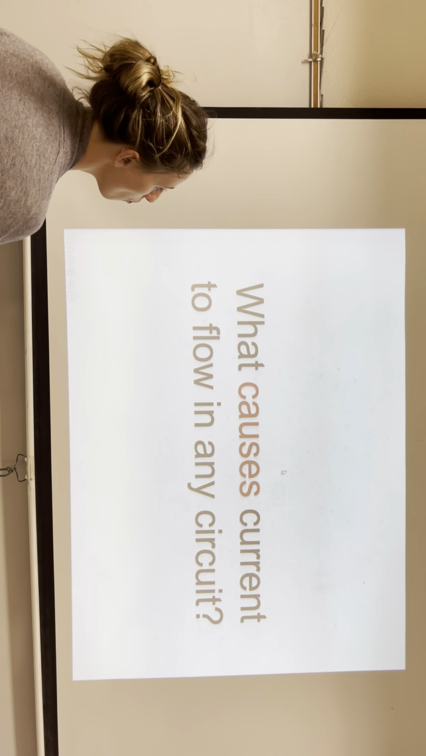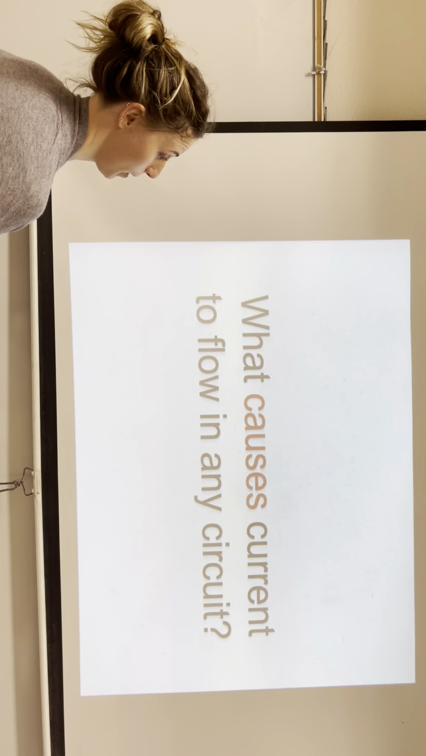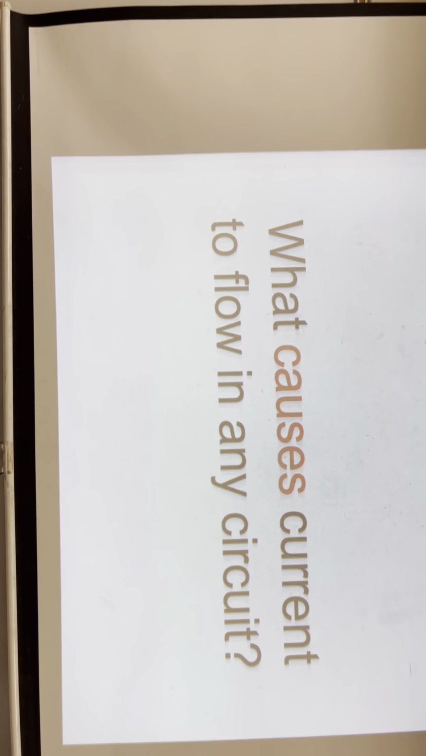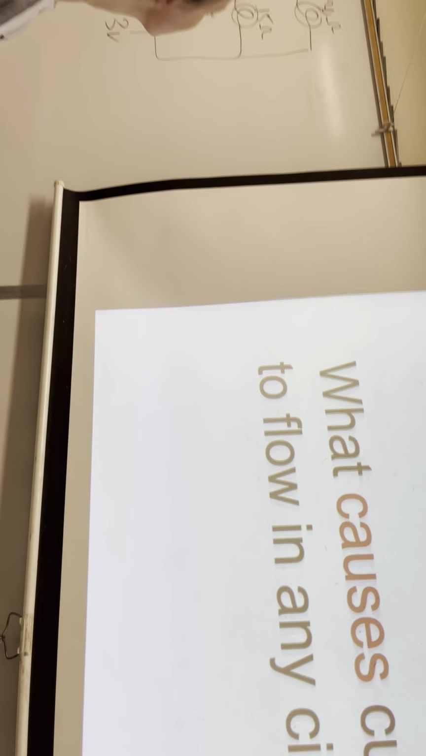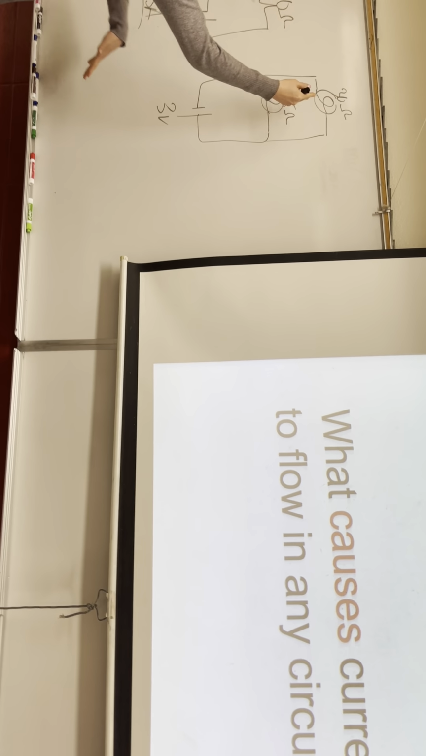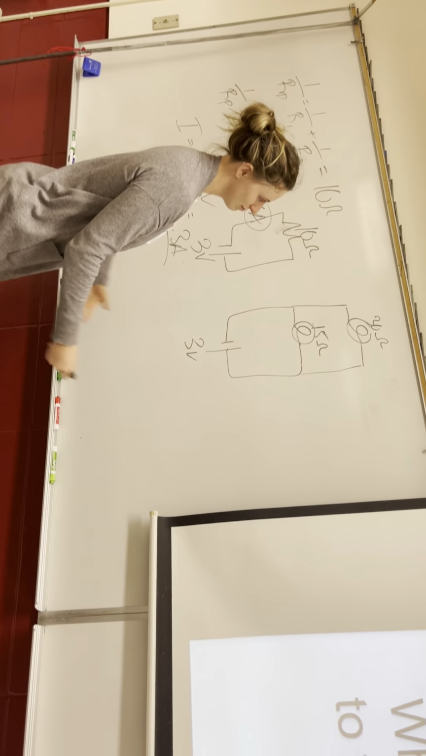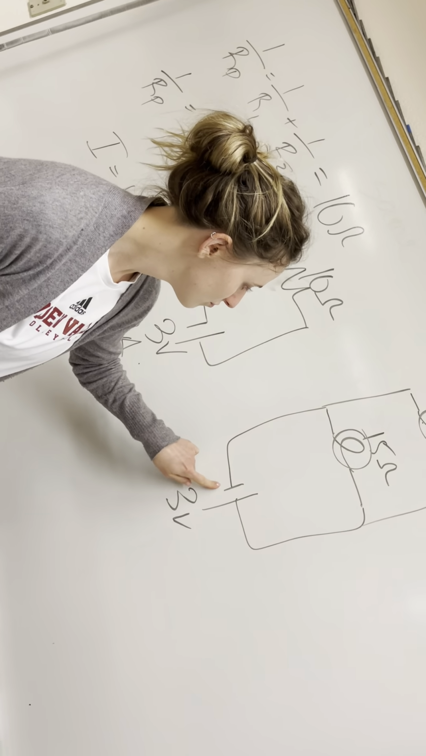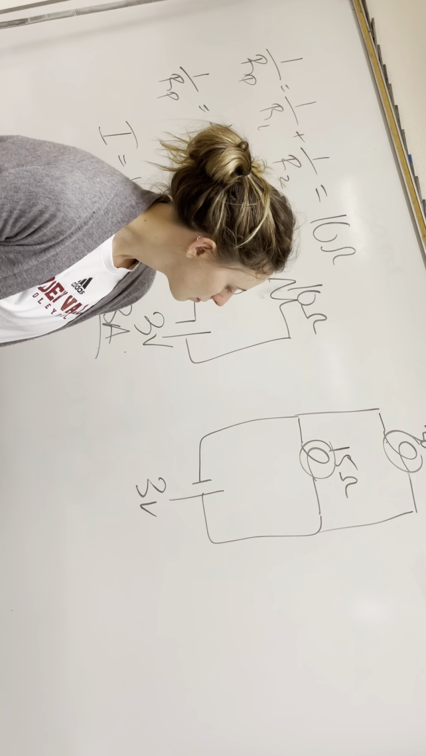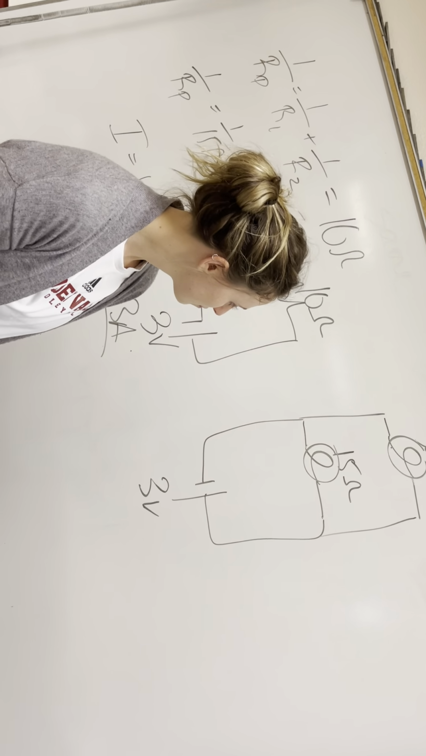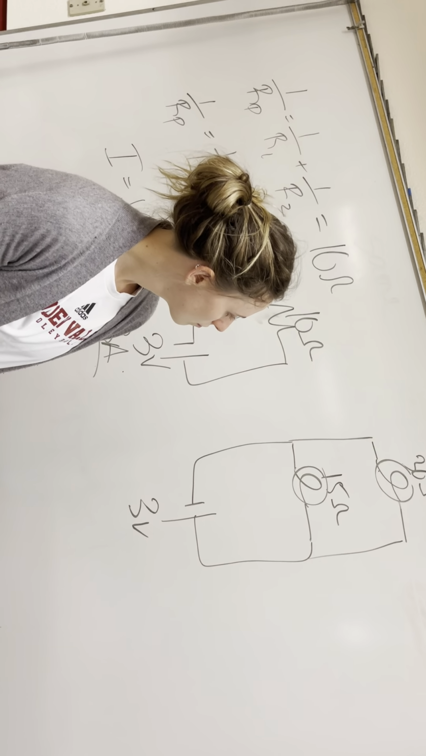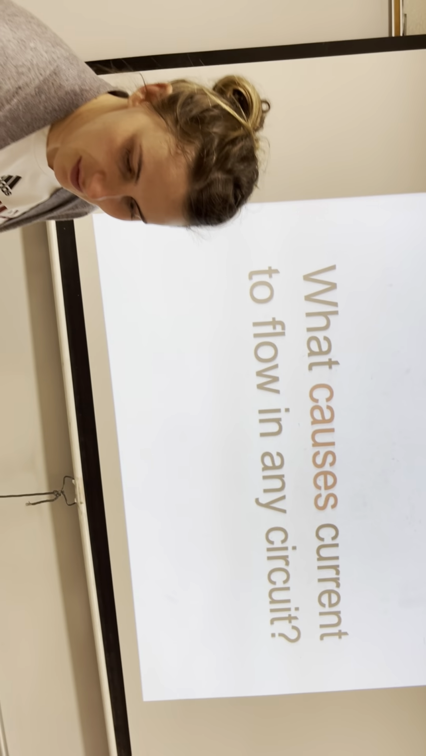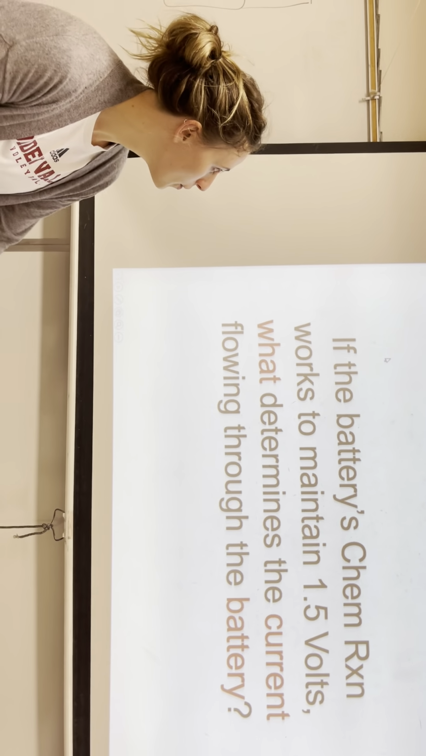What causes current to flow in any circuit? You've got wires, bulbs, batteries. What is required to make the current flow? Well, you need an energy source, your battery, and you have to have a complete circuit. There can't be any breaks. There has to be a continuous path for current to follow. If you don't have a battery, then current will not be flowing.